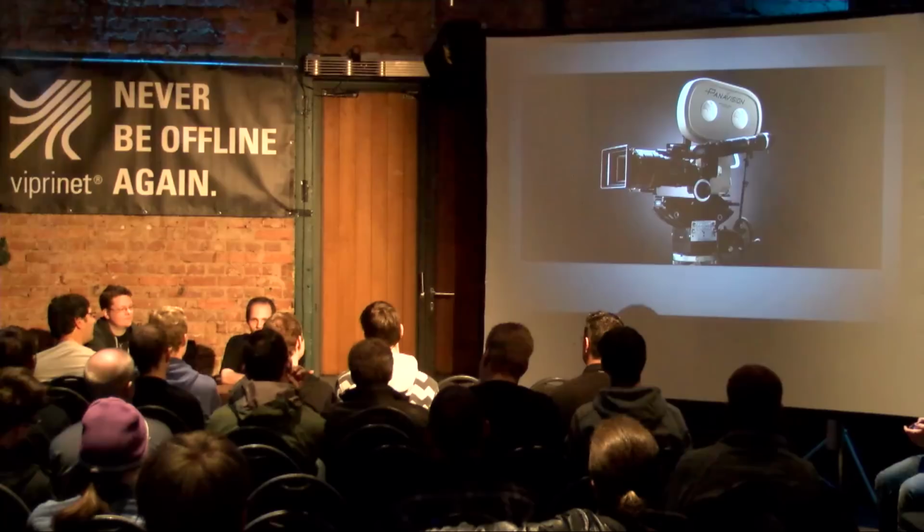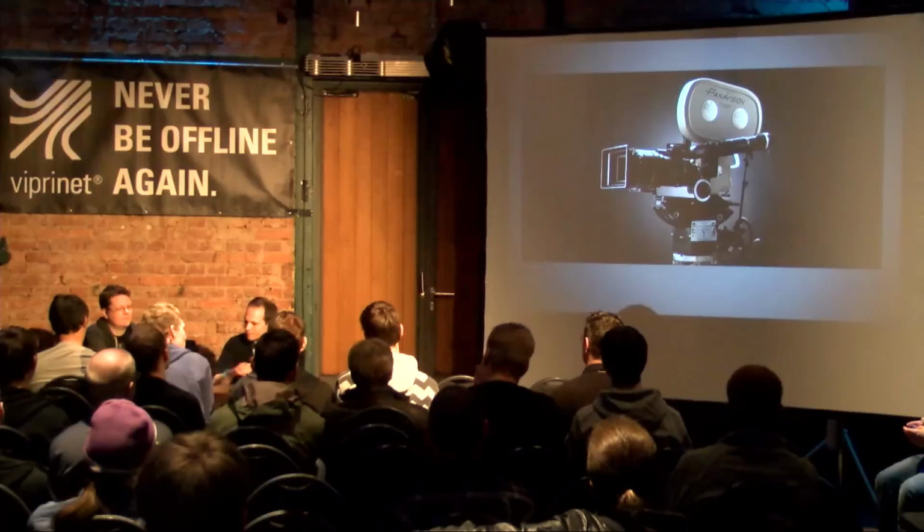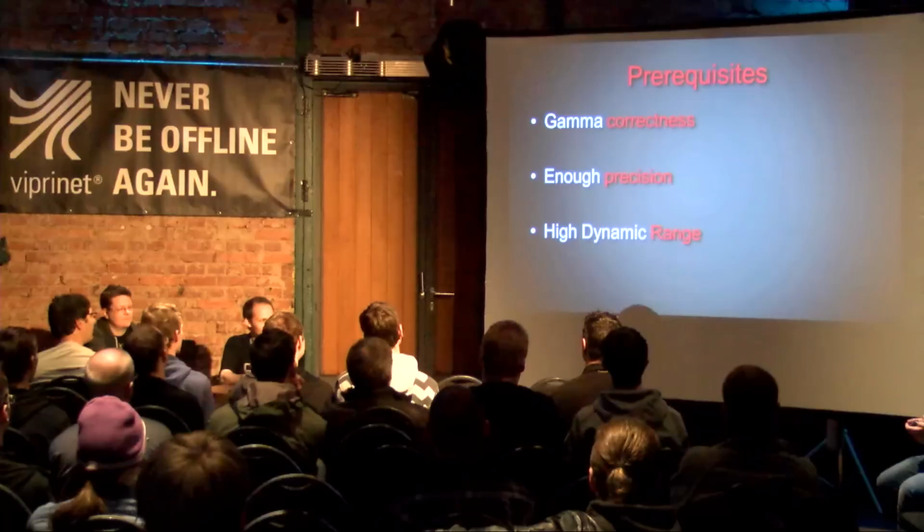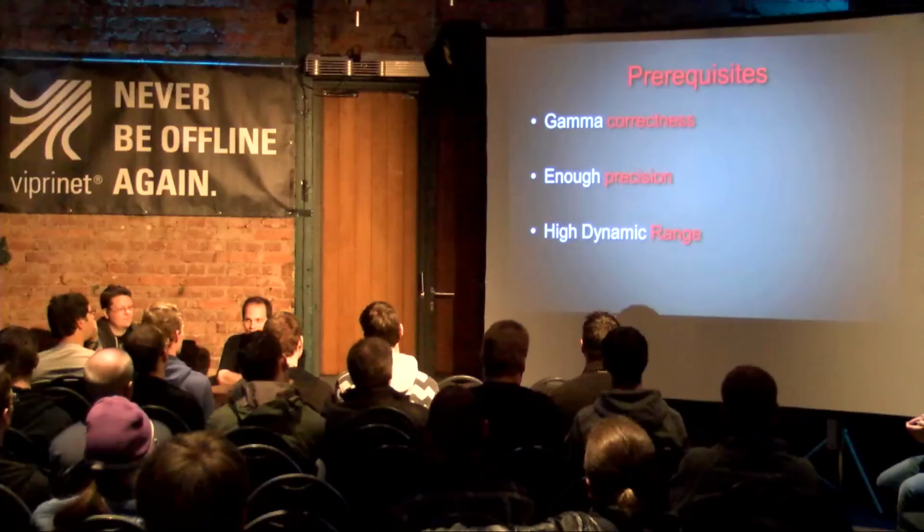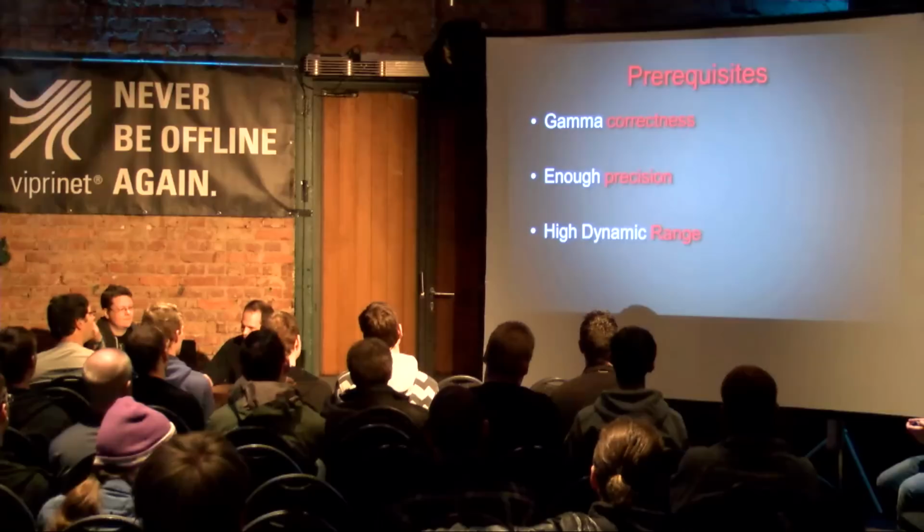Before we can get started, there are a couple of things that you need before you can start happily changing your image. You need your pipeline to be gamma correct. You need to have enough precision, and it's not strictly necessary, but most likely you need high dynamic range. So first and foremost, you need a gamma correct engine.